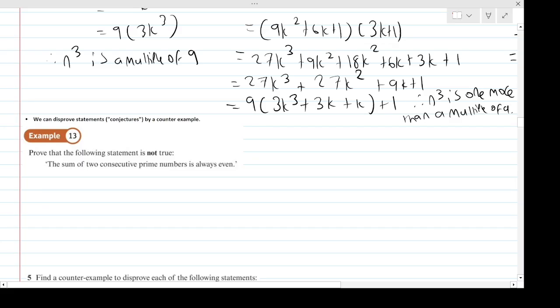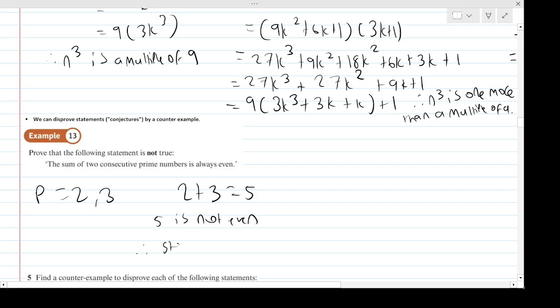First of all, we want to prove that the following statement is not true. The sum of 2 consecutive prime numbers is always even. With these topics, when you want to find an example, try and think of the lower numbers, the first few numbers maybe. So in this case, the first few prime numbers. We could take a prime number p is 2, and then the next consecutive prime would be 3. Then if we add them, 2 add 3 gets us 5. Well, hang on, that's not even. 5 is not even.